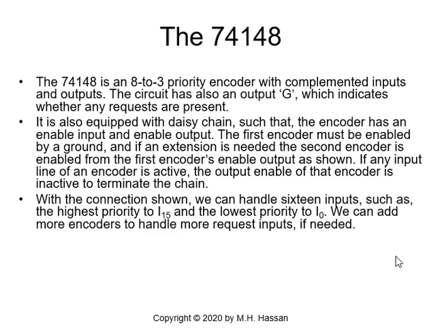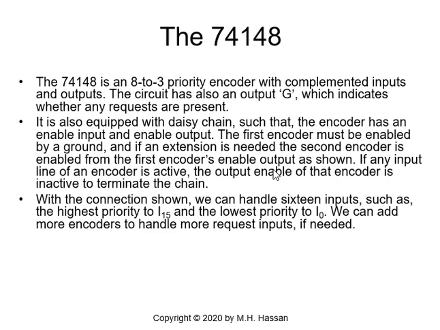So if you'd like to expand the 8 to 3 to 16 to 4 or higher order, you can do that by using multiple chips of 8 to 3 priority encoders, which is the 148. They are equipped with daisy chain such that the encoder has an enable input and enable output. Those enable lines are active low. The first encoder must be grounded, taken to ground, and if an extension is needed, the second encoder is enabled.